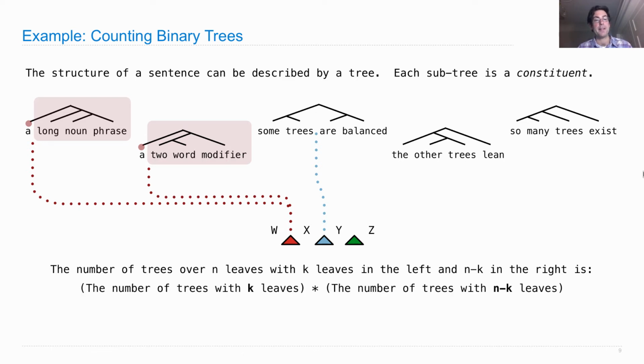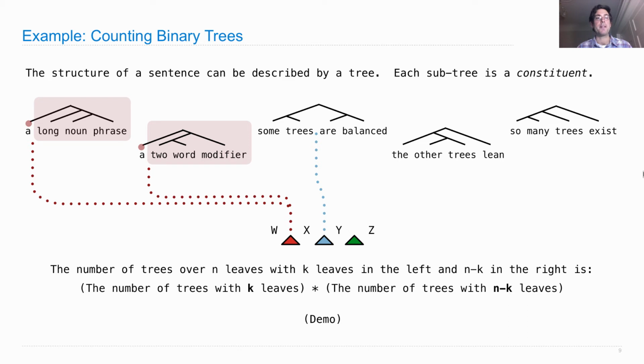We multiply together the number of different ways that we can draw a tree over the K leaves on the left by the number of ways that we can draw a tree over the n minus K leaves on the right, because we can combine any one of the left trees with any one of the right trees to form a full tree.